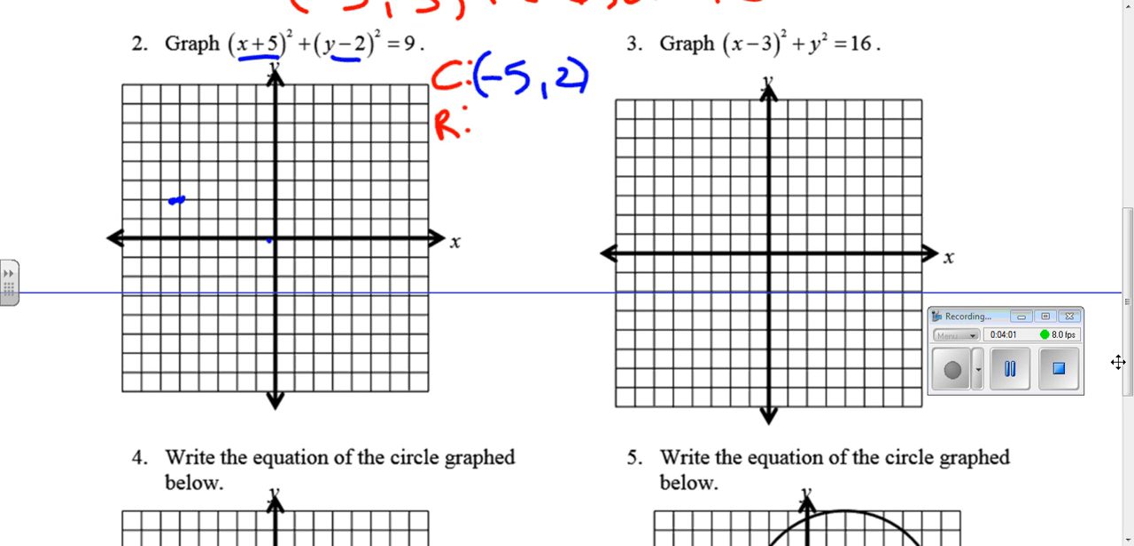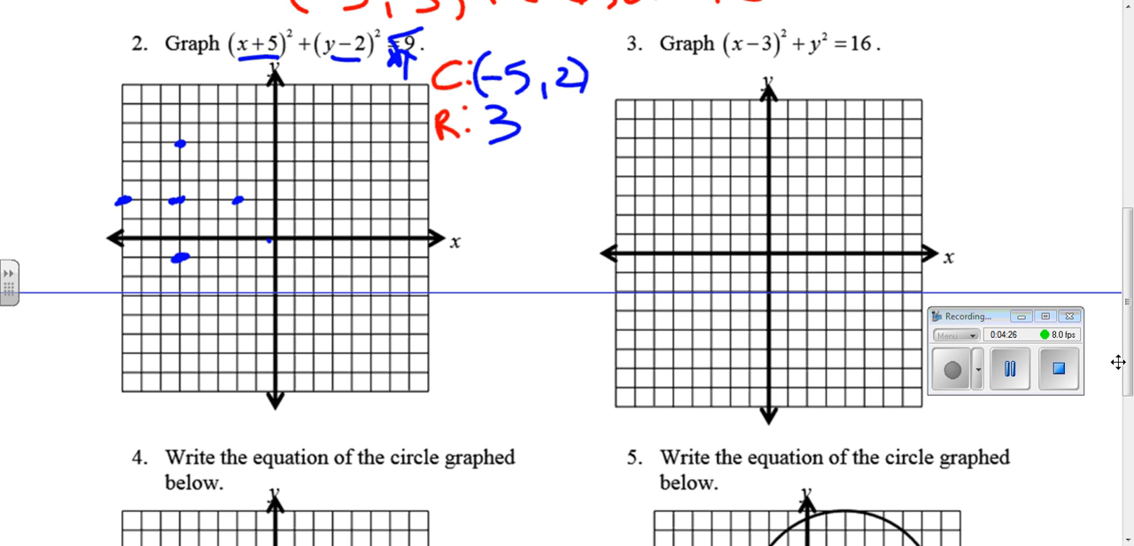All right, my radius. This is the radius squared, so we need to take the square root. So the square root of 9 is 3. The easiest thing to do is from your center, in each direction, count 3. So I'm going to go to the right, 1, 2, 3, and put a point. Up 3, 1, 2, 3, put a point. Left 3, 1, 2, 3, and put a point. Down, 1, 2, 3, and put a point.